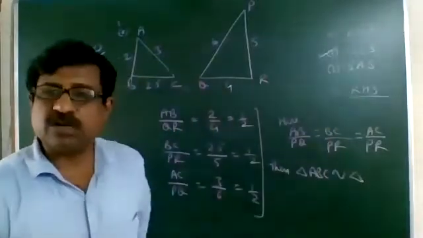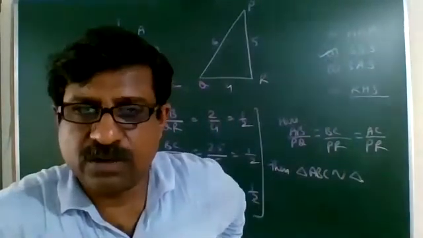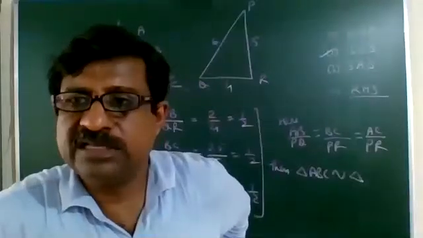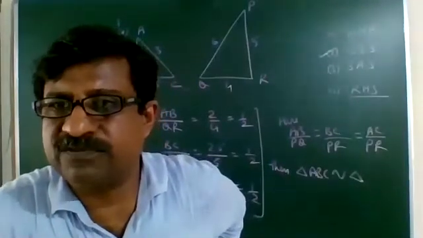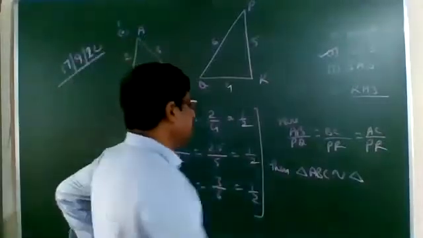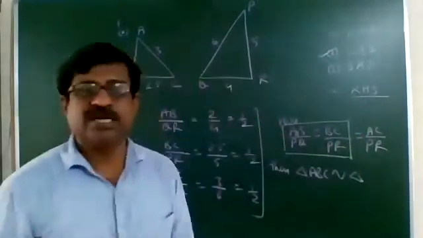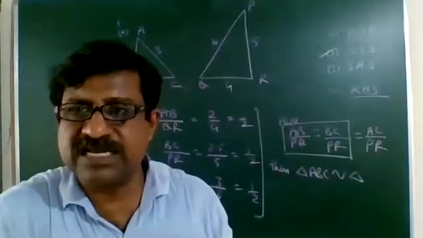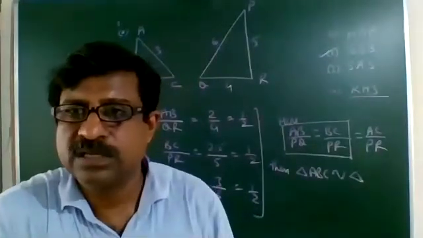We cannot directly write ABC similar to PQR. If you write it directly, it will be wrong. You have to write the proper name of the triangle. How to write the proper name of the triangle? For that, we take a pair of sides which are in proportion. Choose these two. It is not necessary to take the first and second. If you want, you can take the second and third, or the first and third. It is up to you.